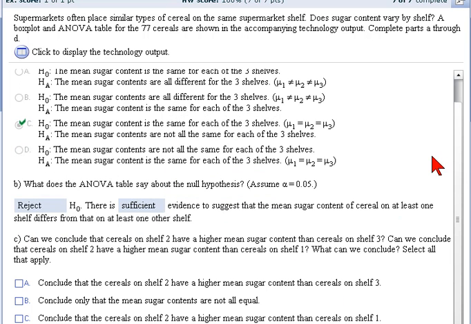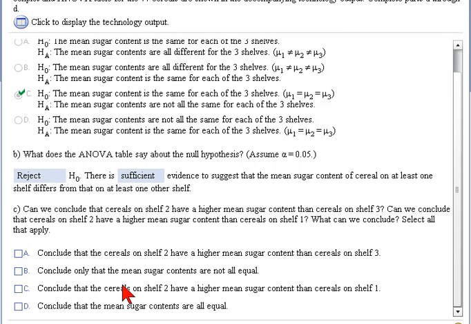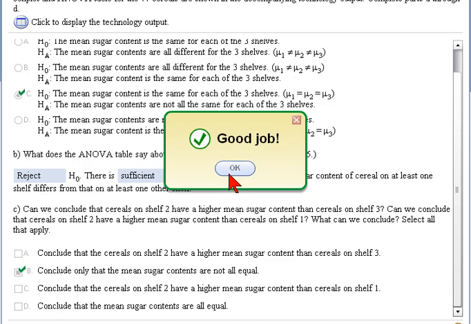Okay. Now, it says, can we conclude that the cereals on shelf 2 have higher mean sugar content than on shelf 3? What about on shelf 2 and shelf 1 and all of that? Well, we really cannot do any of that. All we can conclude is that they are not all equal. That's all the ANOVA table tells us.